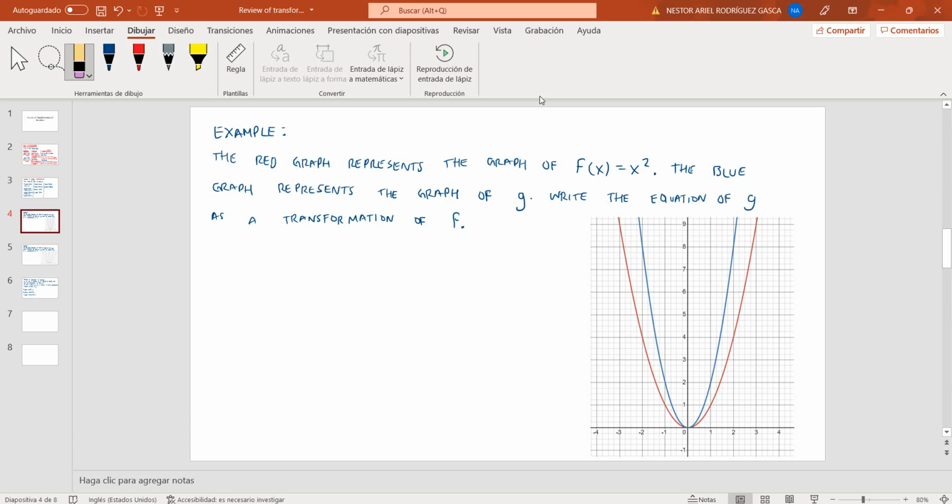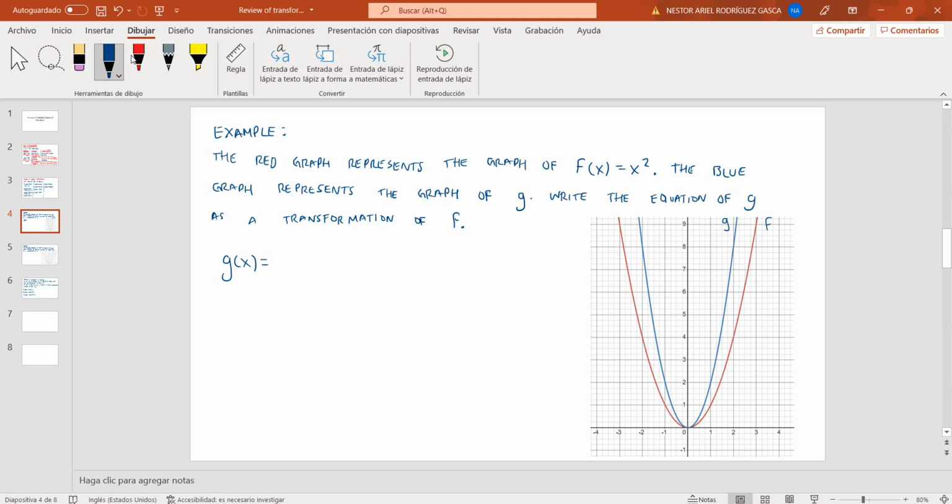And the blue graph represents the graph of a function g. Write the equation of g as a transformation of f. So basically what I'm telling you is that the red function is the parent function f, and the blue function is a function g, which is a transformation of the function f. And they're asking me to write the equation of g. So what's g going to be? Is it going to be a vertical stretch of f of what factor, or a vertical compression of f of what factor, or what's it going to be? How can I find out?